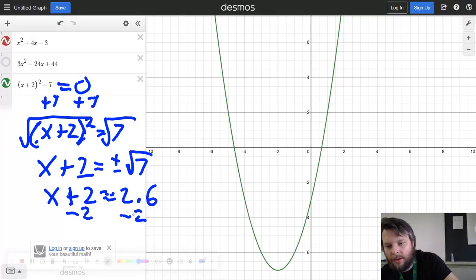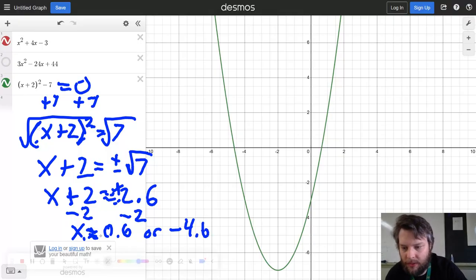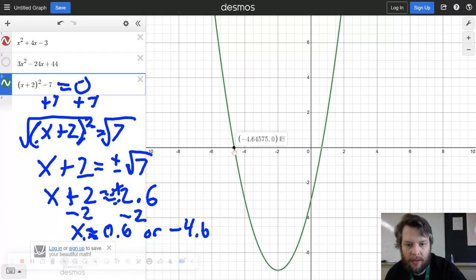But there's two different answers, like you can see on the graph, and that's because we had the positive square root of 7 and the negative square root of 7. So we end up with our two answers of x is about 0.6 or about negative 4.6. So look at those two numbers right there. You can see that those line up exactly there.